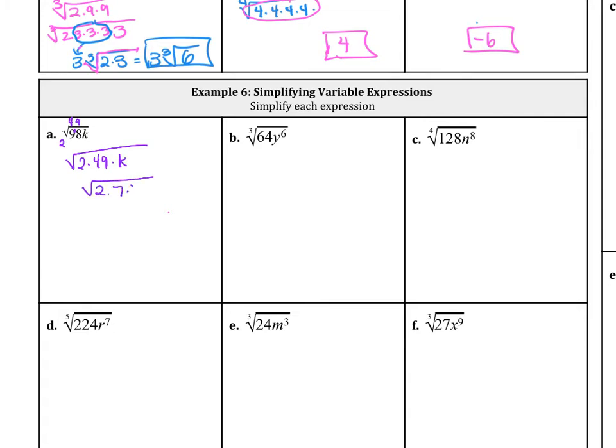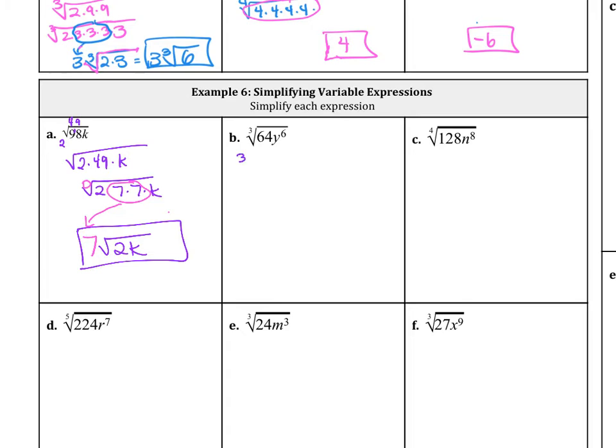49 breaks down to 7 times 7, and because it's a square root, if there's nothing here, it's assumed to be a square root, then you circle a pair. So it's become 7 square root of 2k. Let's try letter B. We have the cube root of 64y to the 6th.